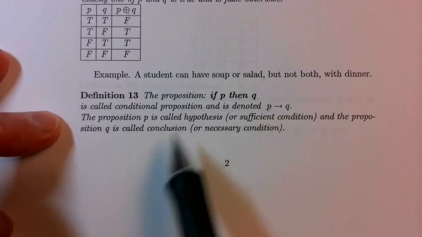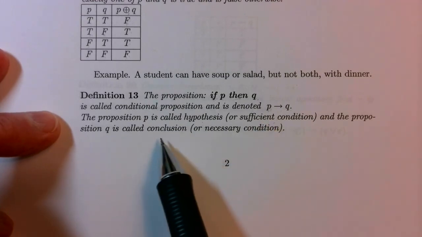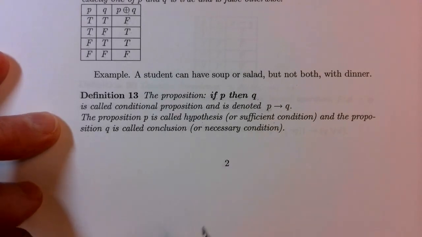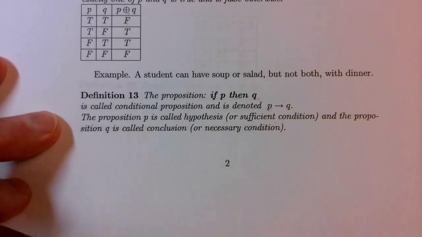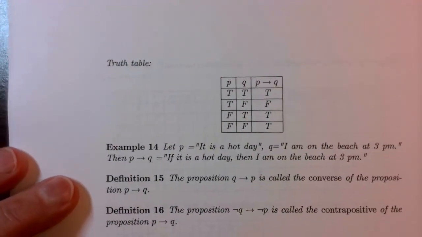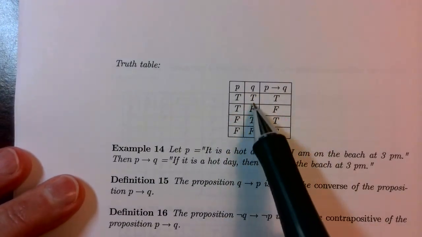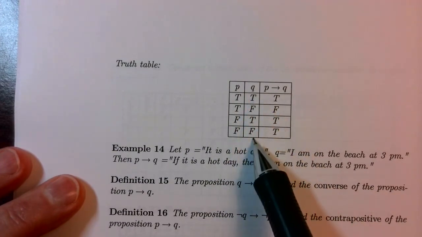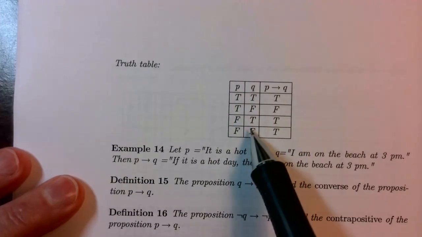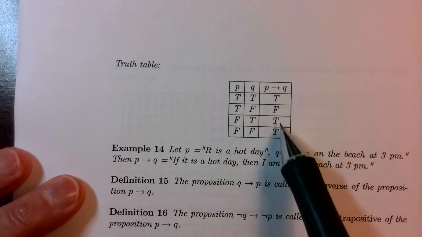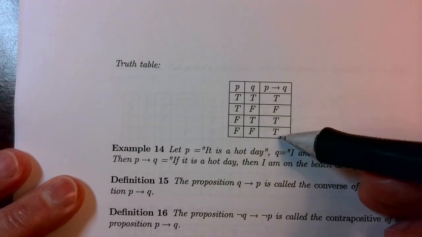P is called hypothesis or sufficient condition. Q is called conclusion or necessary condition. And the truth table defines the truth value of the conditional proposition. Again, the truth values of P and Q are given here in standard order, all possible combinations of truth values. And the truth value of the conditional proposition, by definition, is this.